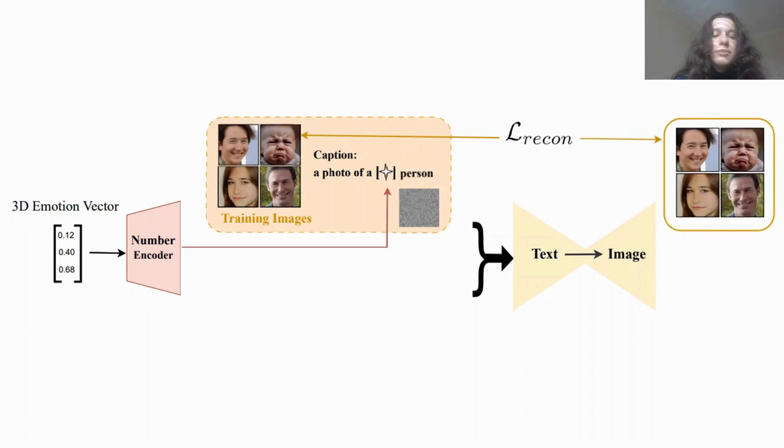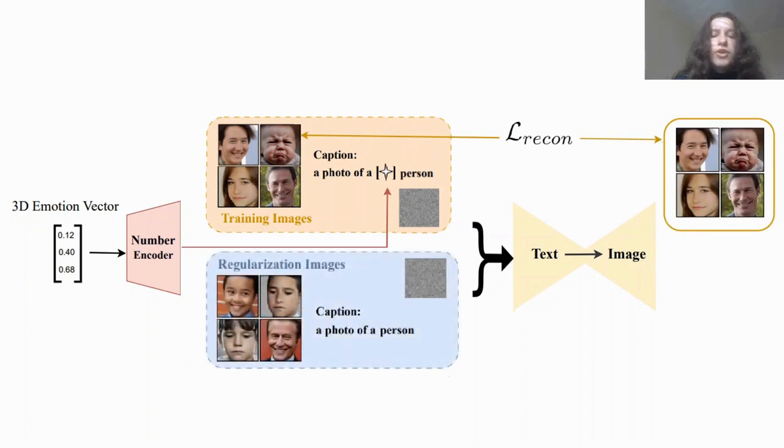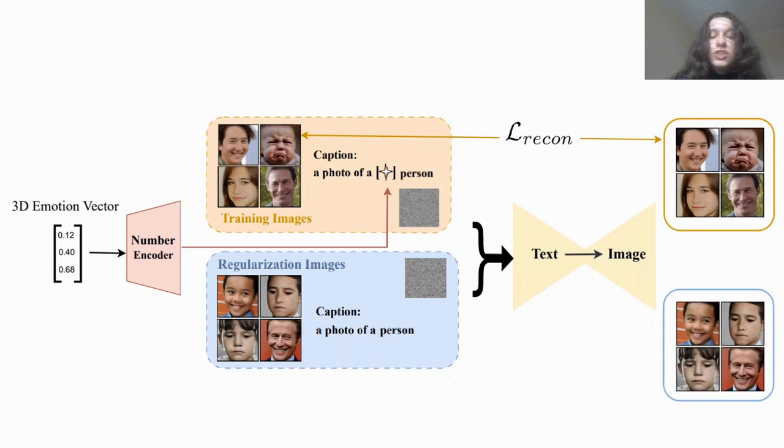Then we use random images from the AffectNet dataset for our regularization images. This time we don't use any numbers in our prompt, we just use a text caption. We feed it to our shared image decoder and compute a prior preservation loss between the regularization images and the generated images from our model.